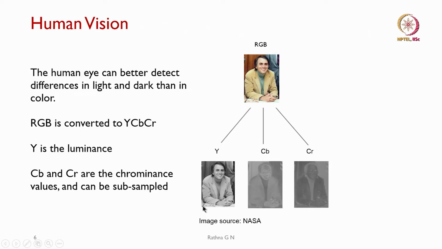So, if you bifurcate them as luminance as we discussed in the last class, you will see that you are able to identify the person in the Y component. And the chrominance, that is Cb and Cr, are a little faded. So, what we said was we can do the compression in this domain. Luminance, and Cb and Cr are the chrominance values, and can be subsampled first.